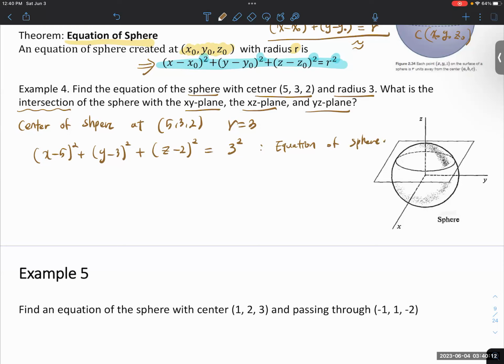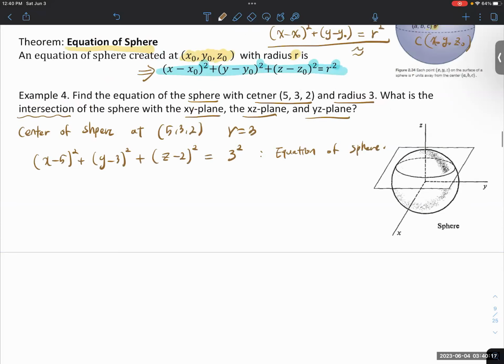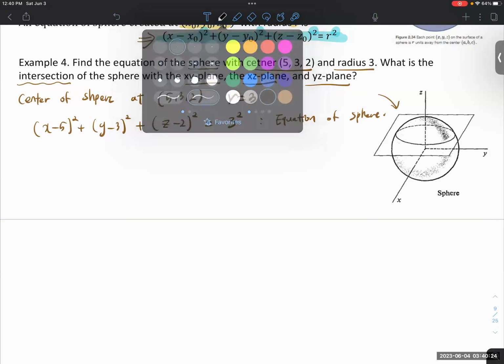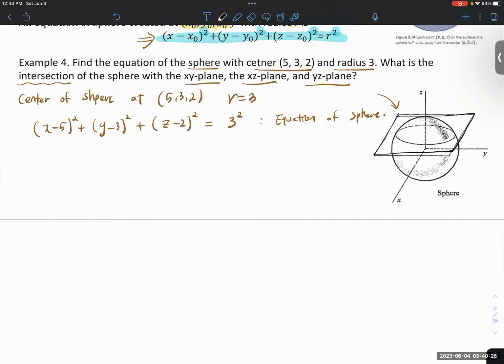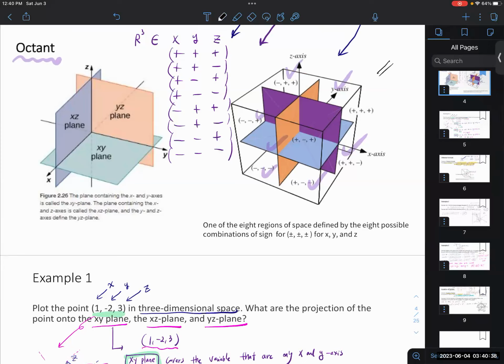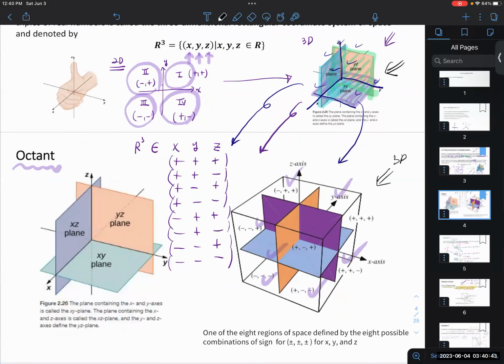Now, they want to find out the intersected points of each different coordinate plane. So this is a sphere. Looks like this is the image. We have 3 different planes, right? One is here, another one is here, and another one is at the bottom. If you remember, go up, we have 3 different planes in 3-dimensional space. This is your XY, YZ, and XZ plane.